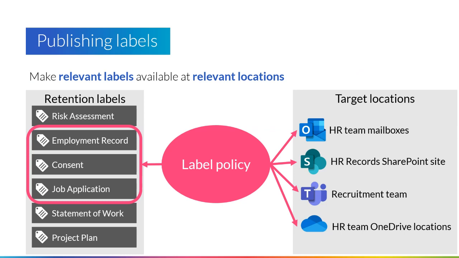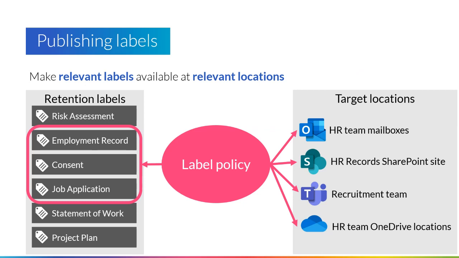Once you've created your labels, you either publish them or you create a policy to automatically apply them. So let's look at publishing first. The idea of publishing labels is you want to make a relevant subset of your labels available at relevant locations. Bearing in mind, if you've got a big file plan, you might have 40 or 50 content types overall, you might have that many labels. You're not going to want 50 labels for people to choose from on every SharePoint site, every mailbox, every OneDrive. So instead, you're using these publishing policies to target relevant labels to relevant places.